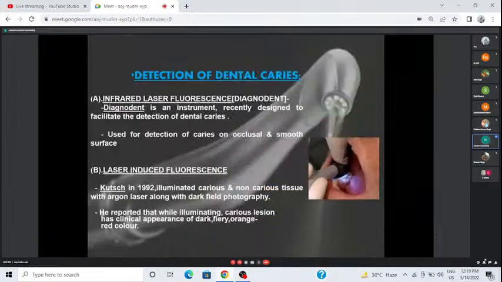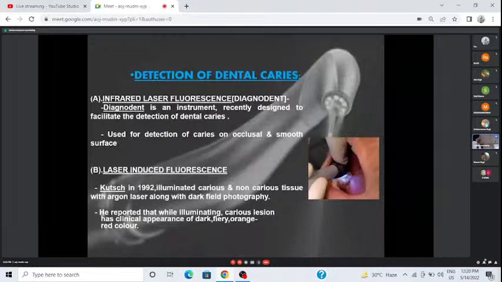So coming to some latest things in which we can incorporate laser, like detection of dental caries. A standard method, probing method, or a dental caries dye is there. That really doesn't work. Nobody wants to put that dye and go back with all his mouth. Dental lasers can nowadays be used for detection of dental caries. There are 2 gadgets. One is Diagnodent, other is a laser-induced fluorescence.